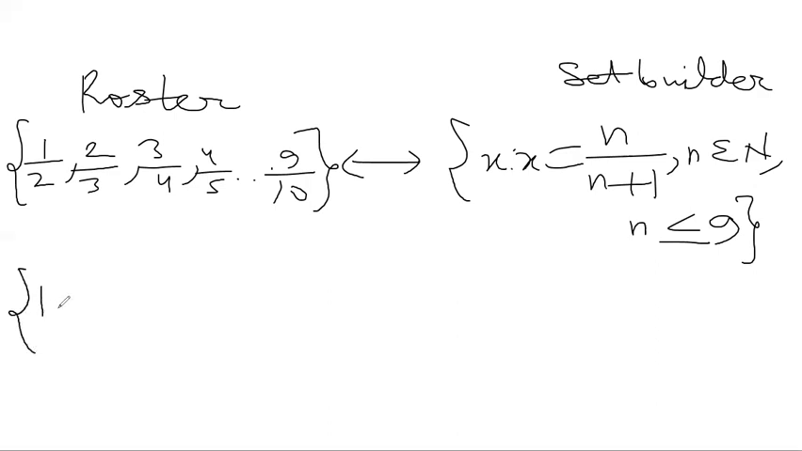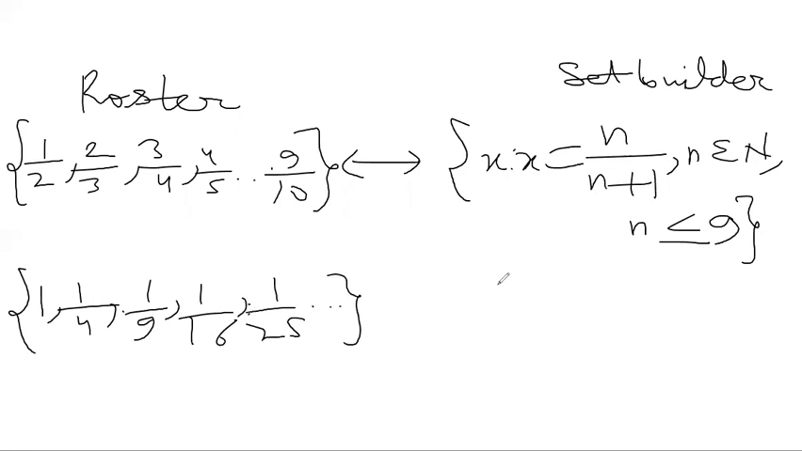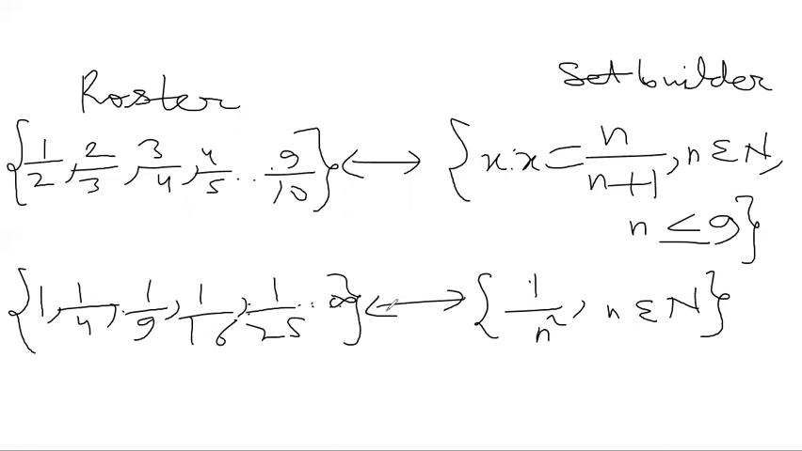Here if you are given one set as 1/4, 1/9, then 1/16, then 1/25, and so on, never ending, how will you write it? It will be 1/n², with n an element of N, meaning all natural numbers, because it is never ending, it is going till infinity. So the left hand side and right hand side are both the same. In this way you have to practice. There are many questions, so I will not do all of them, but you have to practice in this way.